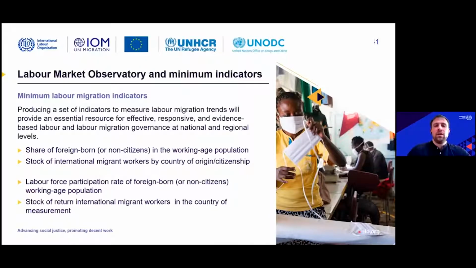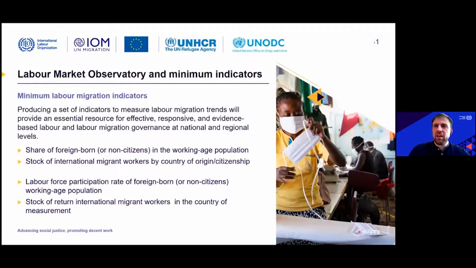And the most important indicators, the most minimum indicators we would want to make sure to get from all countries, from all of you, is first the share of migrants, whether they are foreign-born or non-citizens, in the working age population, and the stock of international migrant workers by country of origin or citizenship. If possible, we would also then encourage looking at labor force participation rates of migrant workers within the working age population, and the stock of return international migrant workers in the country of measurement, whether you're a sending country, a destination country, or an origin country.